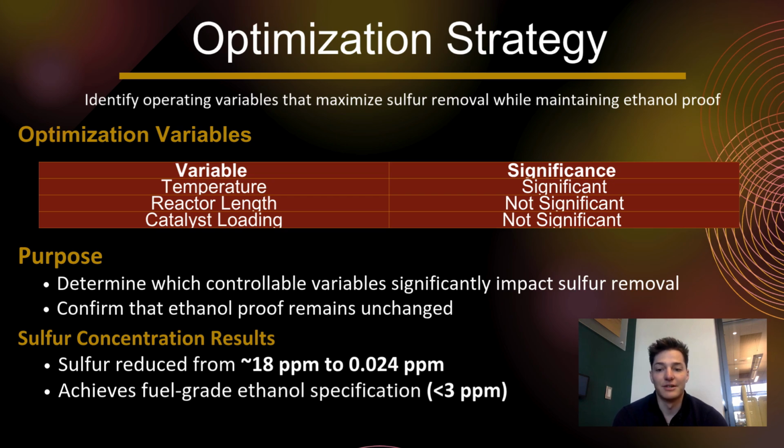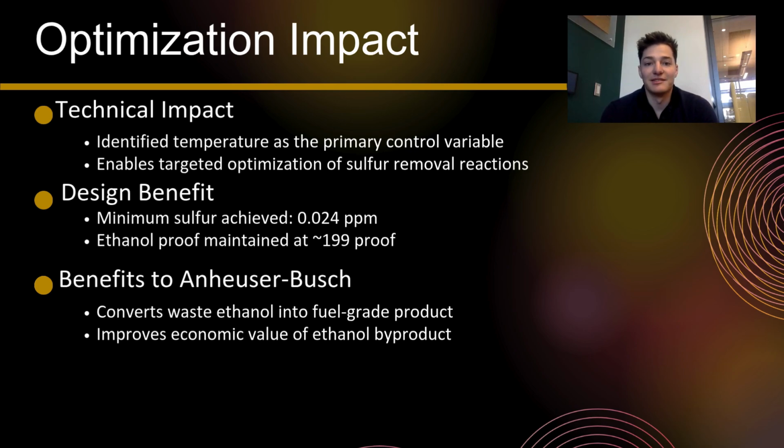Using this approach, we reduce sulfur from about 18 parts per million down to 0.024 parts per million while still meeting fuel-grade ethanol specifications. The key takeaway from our optimization study is that temperature becomes our key control variable, making the system easier to operate and more efficient. We're able to maintain ethanol at around 199 proof while achieving extremely low sulfur levels. Overall, this allows Anheuser-Busch to convert a low-value waste stream into a fuel-grade product, increasing its economic value.